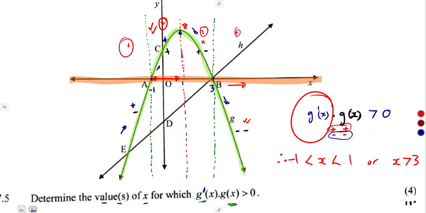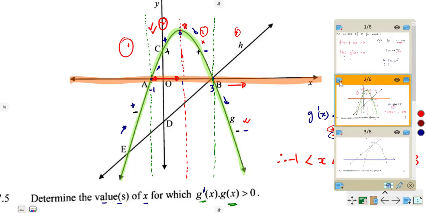G prime, the first derivative, taken from the turning points. The gx, its critical values will be what? The x-intercepts. The x-intercepts. All right, let's consider another part.